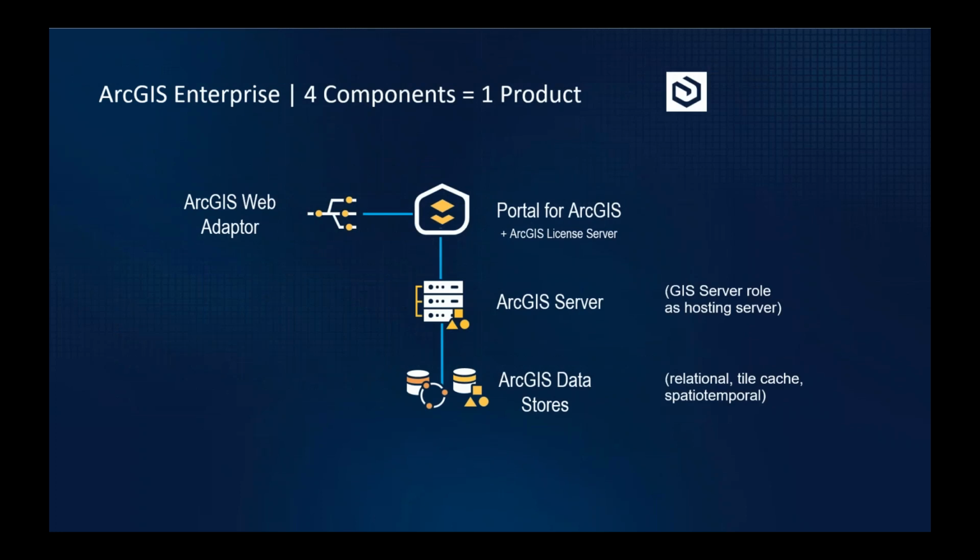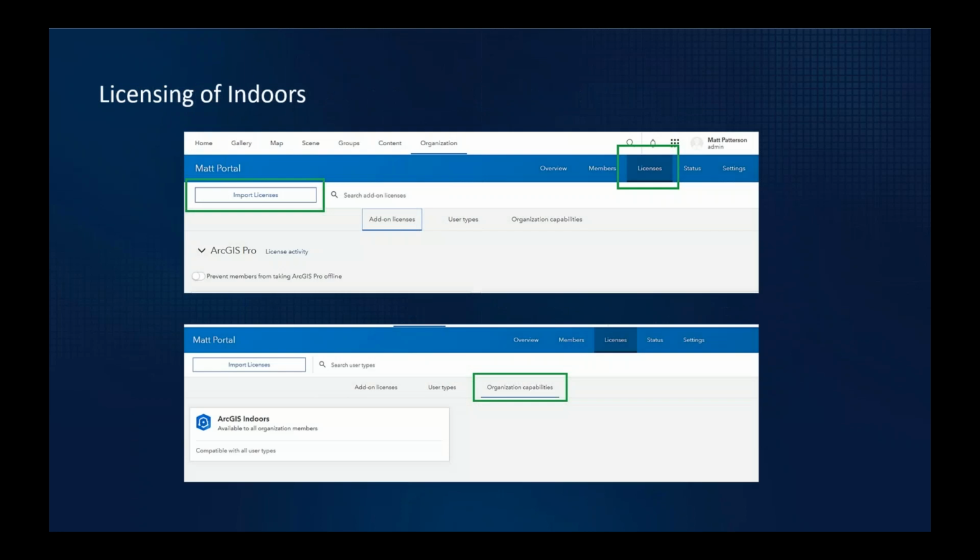Now, if you didn't know it, Enterprise is a product that is built on 4 primary components: web adapter, portal for ArcGIS, including the ArcGIS license server, ArcGIS server itself, as well as any needed data stores. One of the first things you'll do once you have Portal stood up is to import your licenses to enable ArcGIS Indoors and provide that organizational capability. Once you've done that, it should look like what you see here in the screenshot.